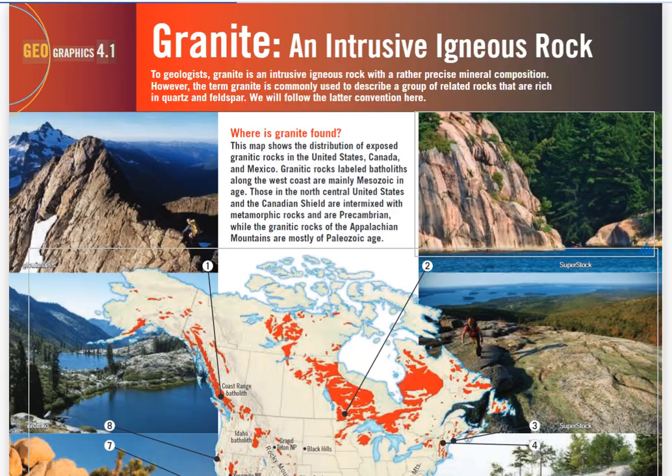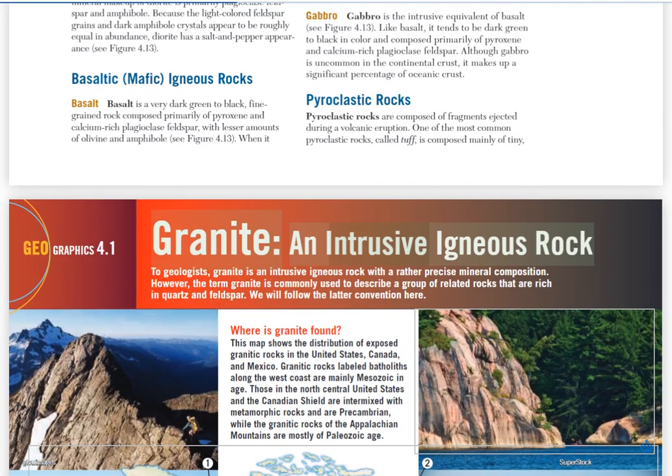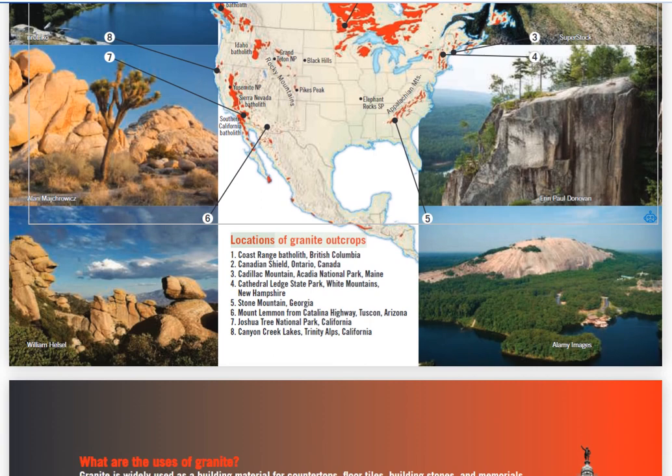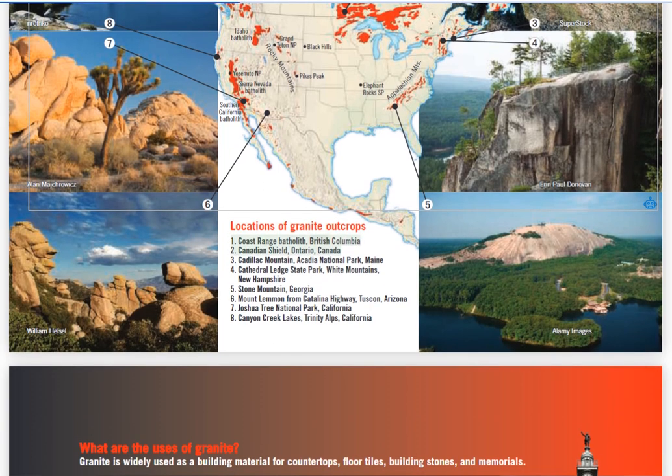Geographics 4.1. Granite, an intrusive igneous rock. To geologists, granite is an intrusive igneous rock with a rather precise mineral composition. However, the term granite is commonly used to describe a group of related rocks that are rich in quartz and feldspar. We will follow the latter convention here.